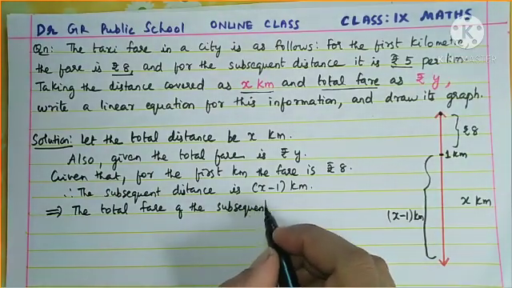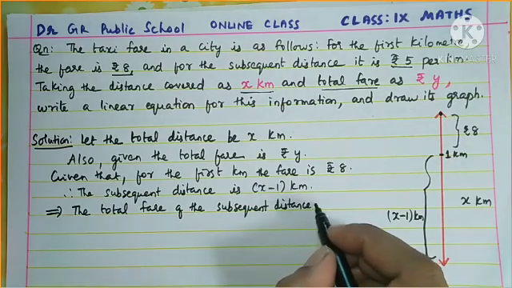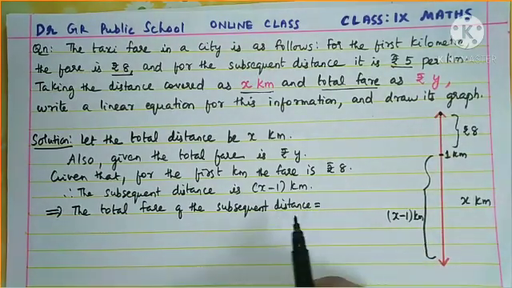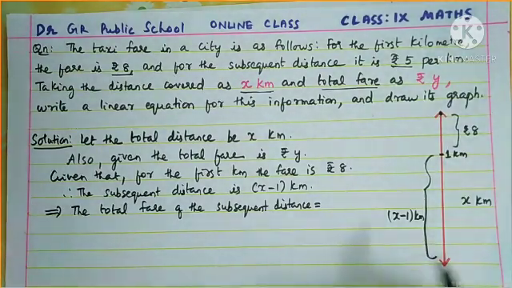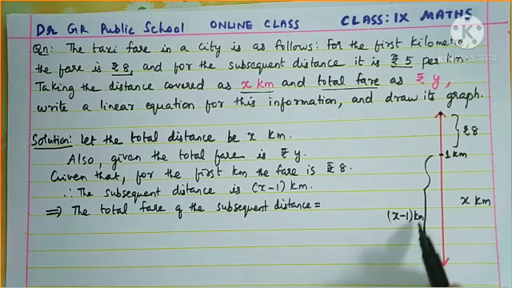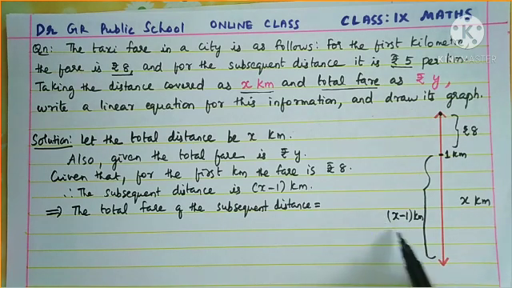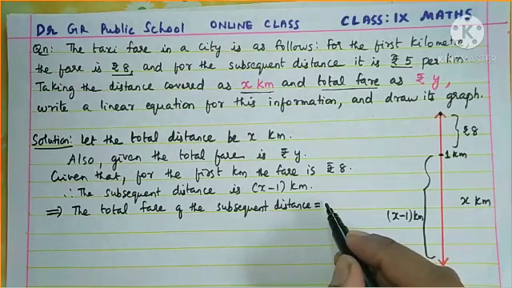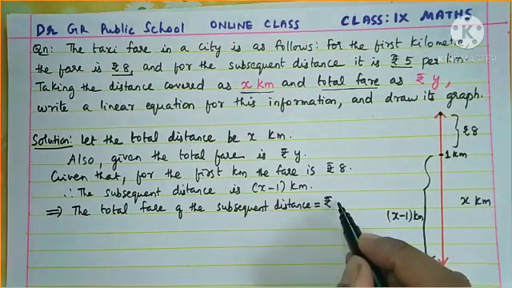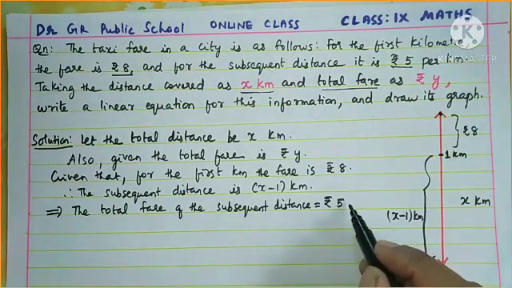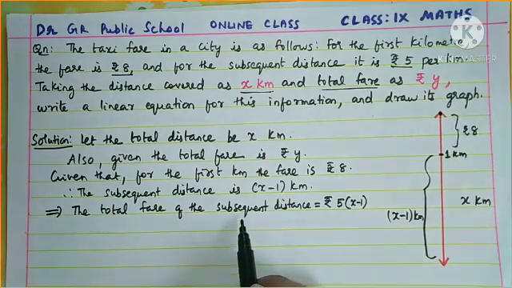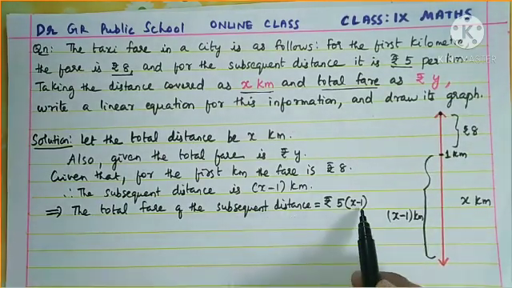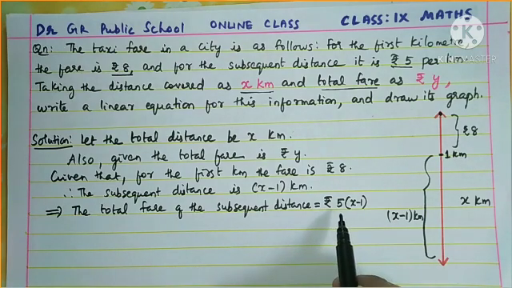subsequent distance. Okay, for the subsequent distance, how much do we need to pay? Can you say? Yes, for the remaining distance we pay rupees 5. Correct. For each kilometer we pay rupees 5. So for x minus 1 kilometer, how many rupees do we pay? Yes, we multiply the remaining distance by 5. So that is equal to rupees 5 into x minus 1. The total fare of the subsequent distance, for each kilometer, we pay 5 rupees more.